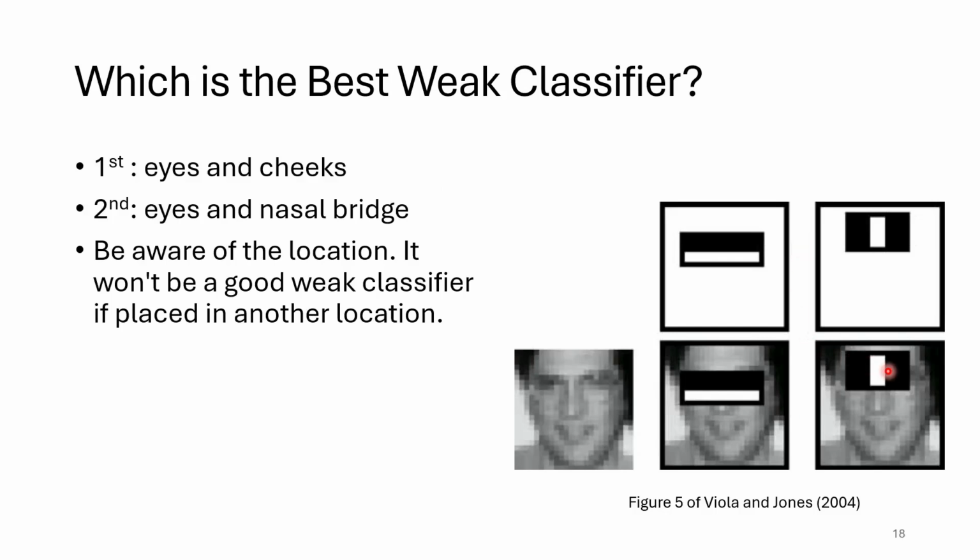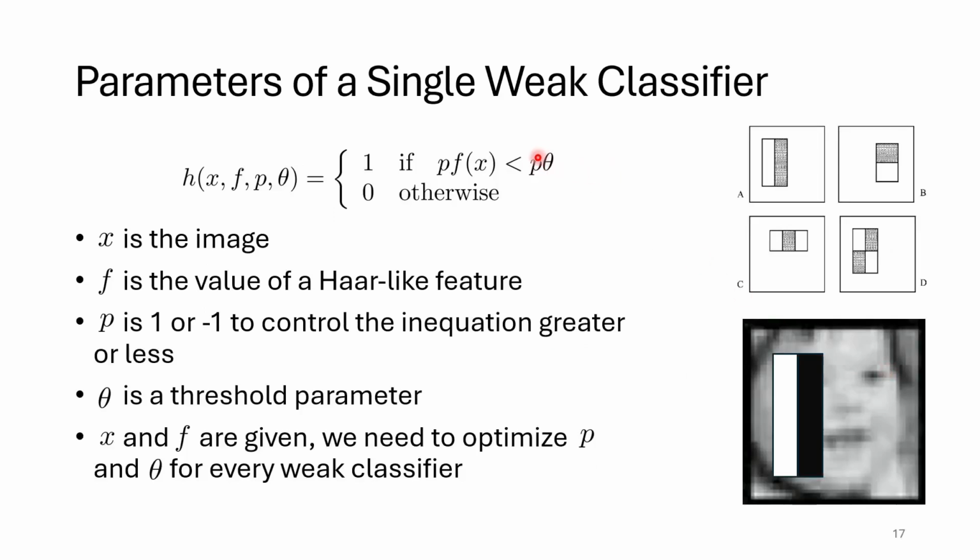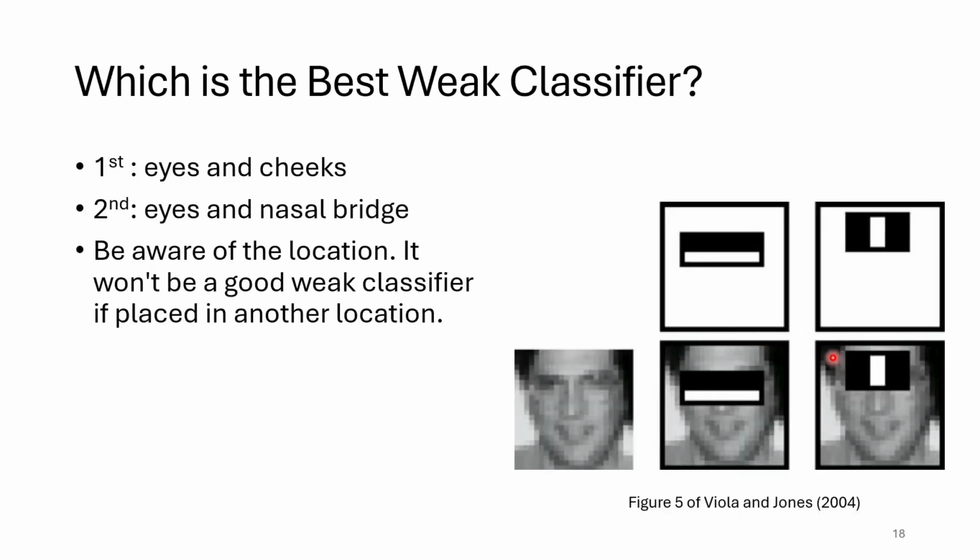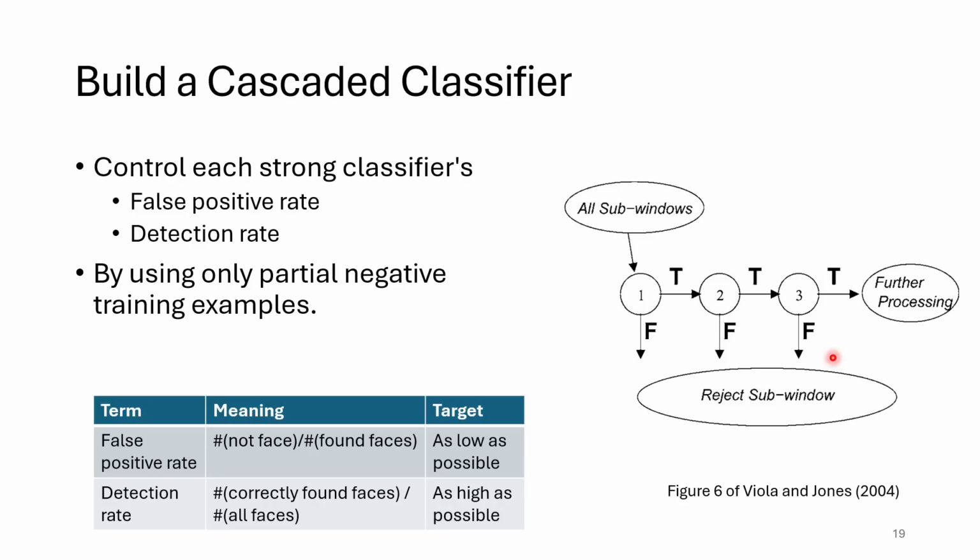How do I control it? The parameter P. The parameter P can flip the direction of the weak classifier. So it is very useful, because for our eye region, it is usually dark, bright, and dark. So these are the 2 best weak classifiers. As a result, they can try many classifiers.